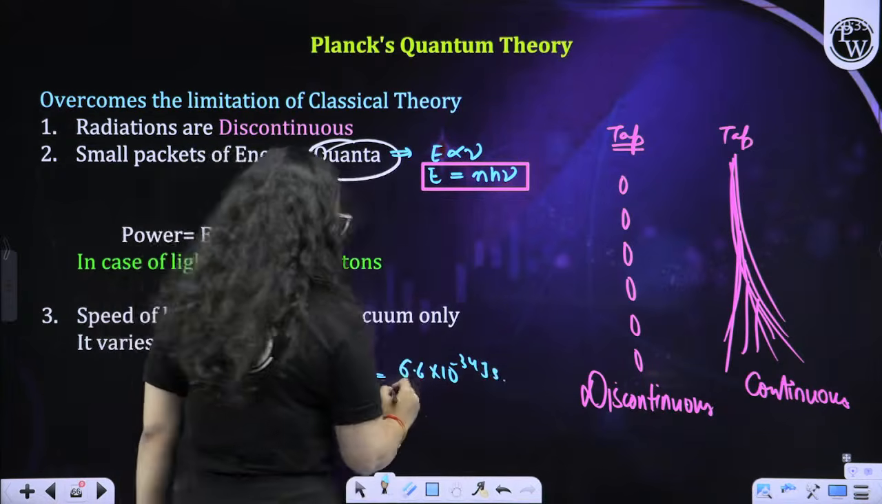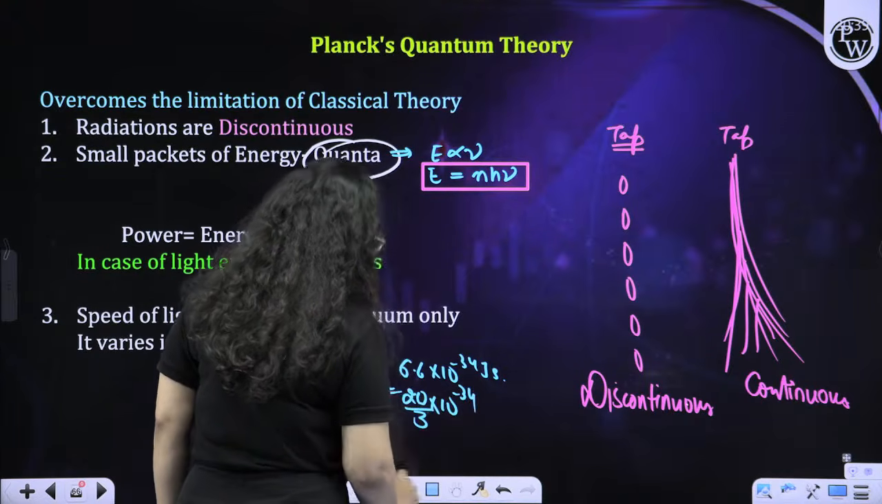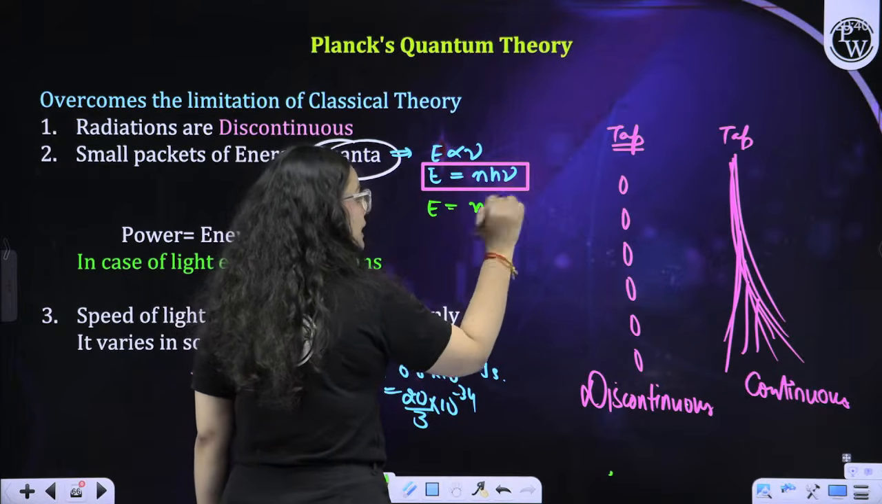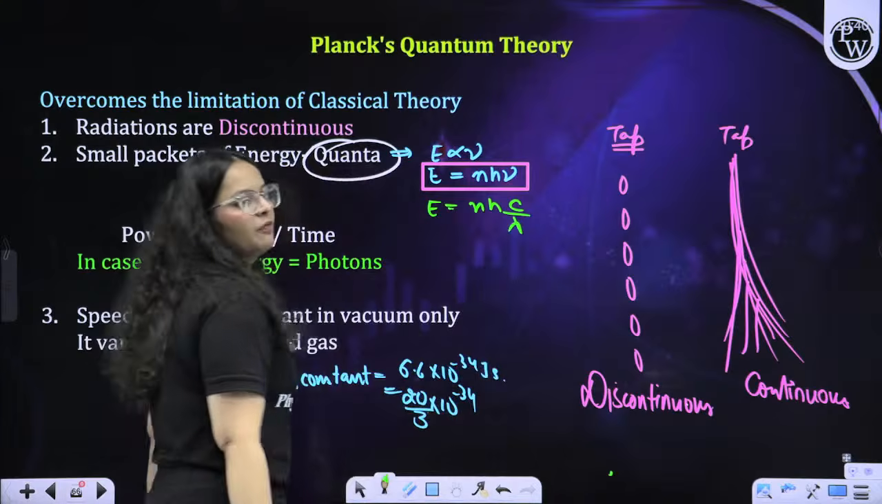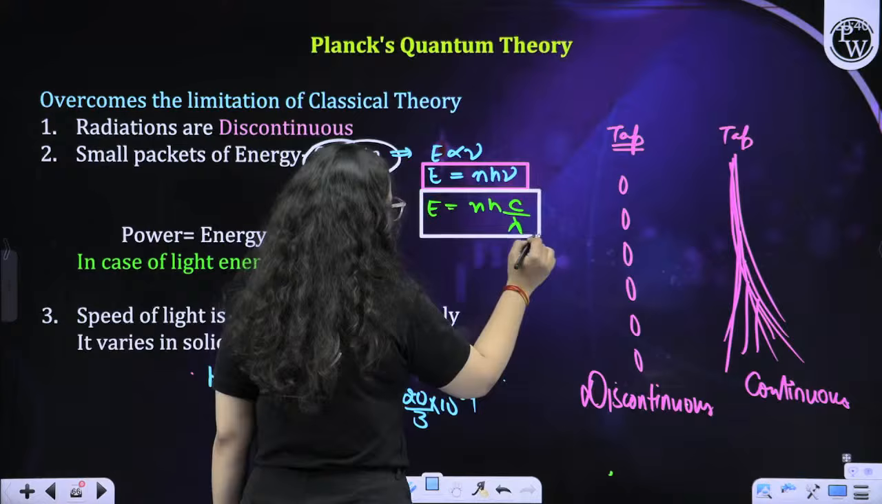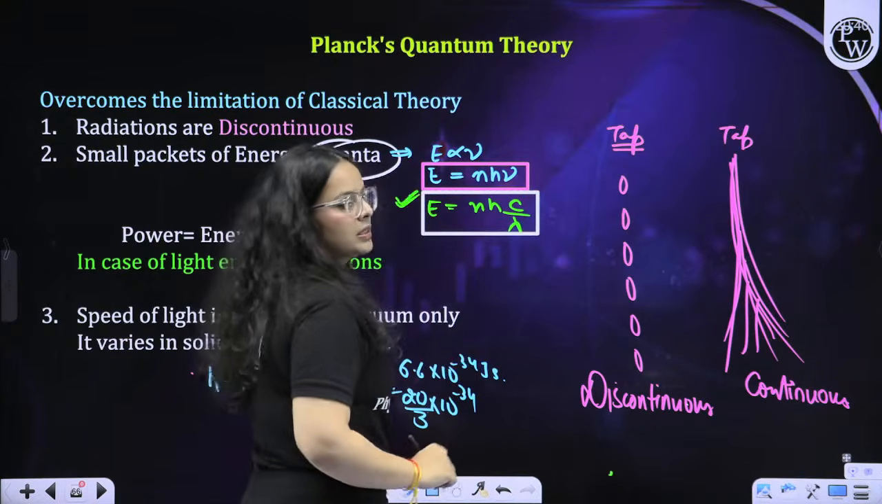You can take it to be 20 by 3 into 10 raised to the power minus 34. If I don't know the frequency, and the question provides the lambda term, you can simply open up the frequency formula and write it for lambda. You get the formula E is equal to NHC by lambda. So this is how you can solve.